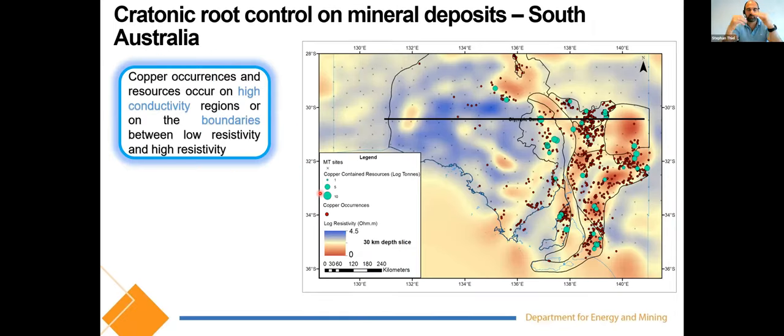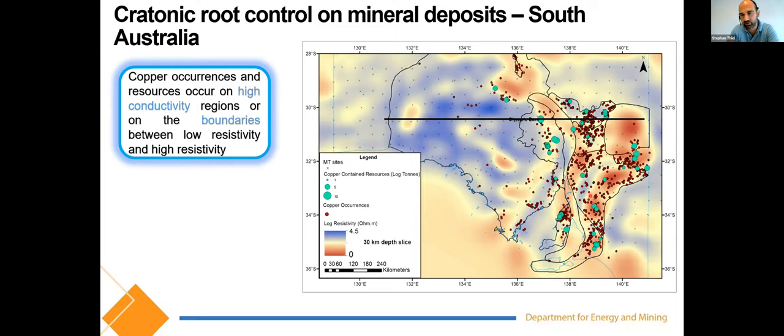As we go up from the mantle into the crust, again, really remarkable correlations. I'm showing here again the resistivity depth slice of the lower crust at 30 kilometers, and superimposed on top are some of the copper occurrences and the contained resources. The main one here is Olympic Dam, which is really the massive supergiant across the entire area. We have other ones like Carrapateena, et cetera. This is the Stuart Shelf area, very prospective.